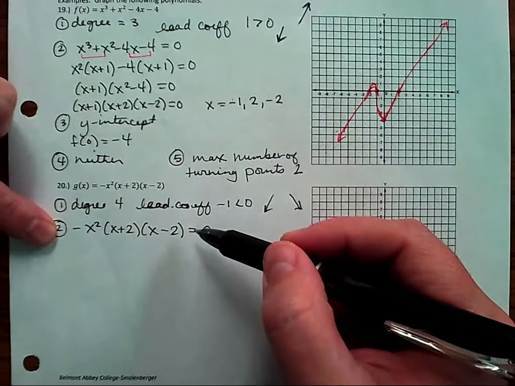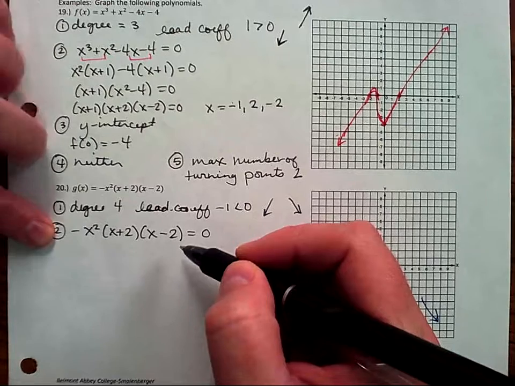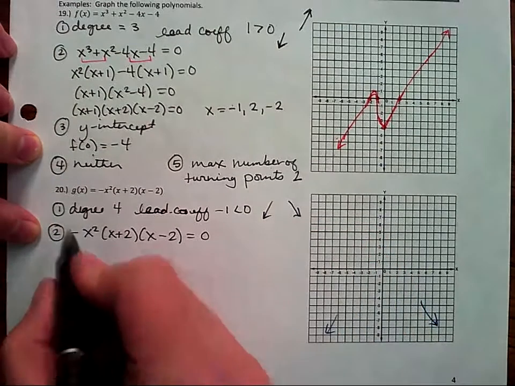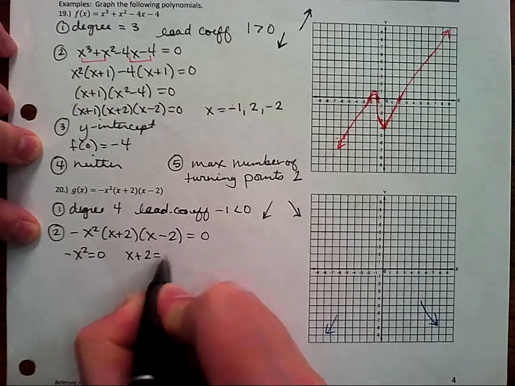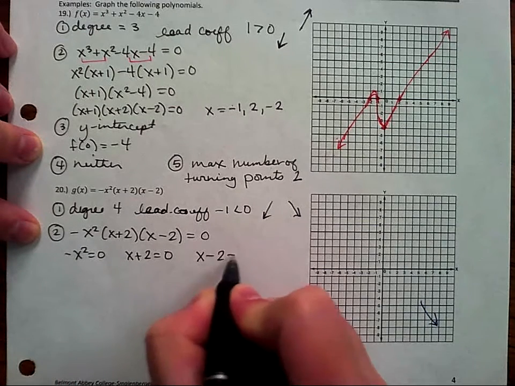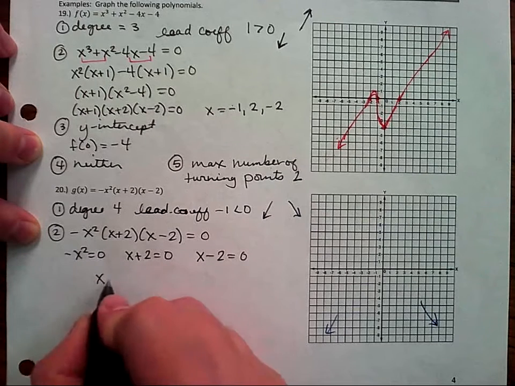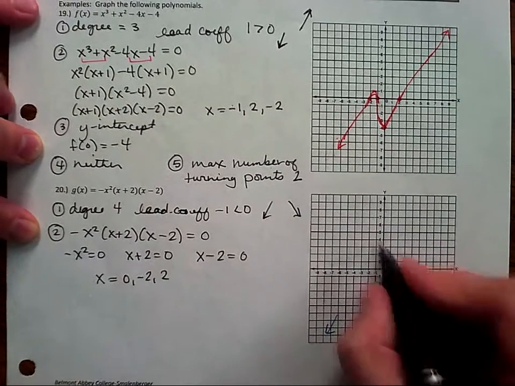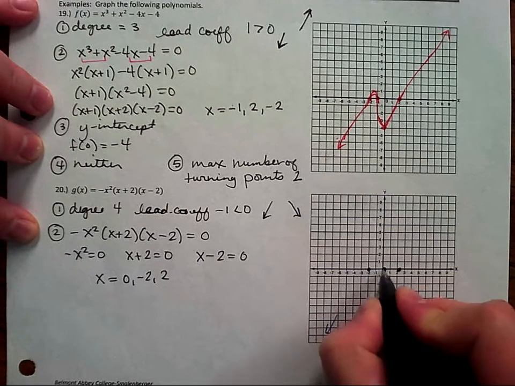This one's already factored. It already saved us a ton of work. So now we can just set each term equal to 0, right? Negative x squared equals 0, x plus 2 equals 0, and x minus 2 equals 0. So I solve that. I divide by negative, take the square root, I get x equals 0, x equals negative 2, x equals positive 2. So I'm going to put those on my little chart.